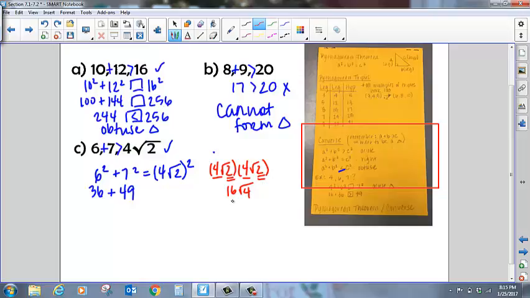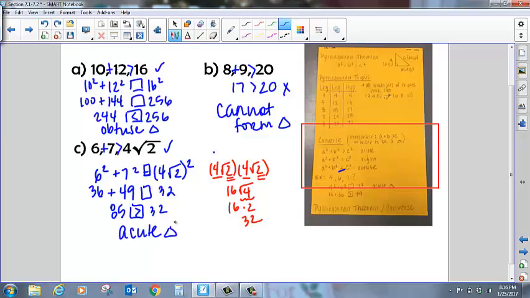Square root of 4 is equal to 2. So that is going to give us 16 times 2, which is 32. So we use that. Sorry, I should have made that a box. We're going to change 4 root 2 squared to 32. And then 36 plus 49 is 85. And 85 is greater than 32. So since a squared plus b squared is greater than c squared, this would give us an acute triangle.